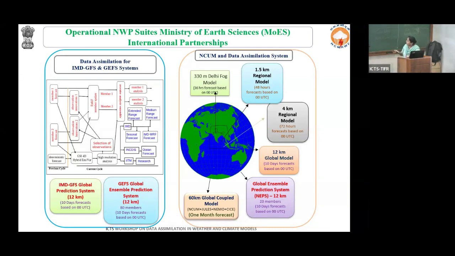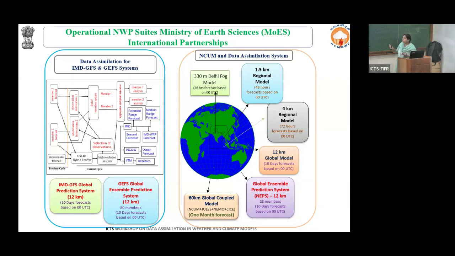And if you come here, the unified modeling system that we are running at NCMRWF is a seamless prediction system. So what is a seamless prediction system? By seamless prediction system, we mean it is the same dynamical core of the model. We are not using different dynamical models for running the different types of model, like global, ensemble, regional. Then we have the 330-meter Delhi fog model.